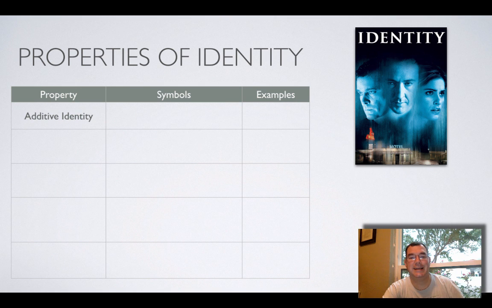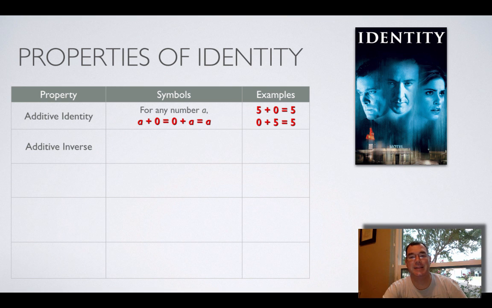So for an additive identity, I need to have a number that I can add to anything and not have that value change. So in our case, it's 0. I can add 0 before or after any number, and the value of that number won't change. So for example, 5 plus 0, that's still 5. 0 plus 5, that's still 5.